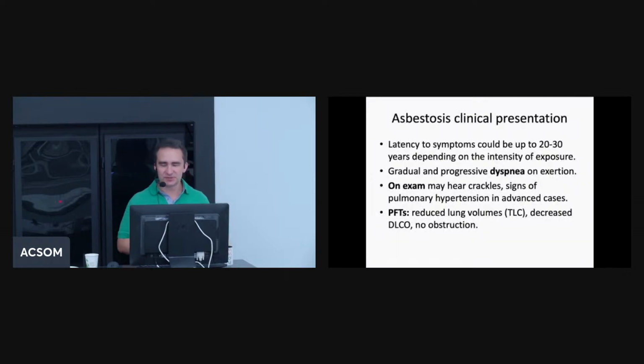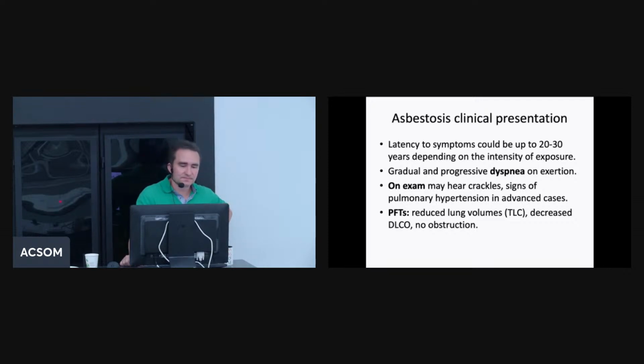So how would patients usually present? Again, as with many pneumoconioses, the latency, which is the time from exposure to the symptoms, could be up to 20, 30 years, depending on the intensity of exposure. And then they come with gradual and progressive shortness of breath on exertion. Nothing specific on exam. You can hear crackles, and some signs of pulmonary hypertension in advanced cases.